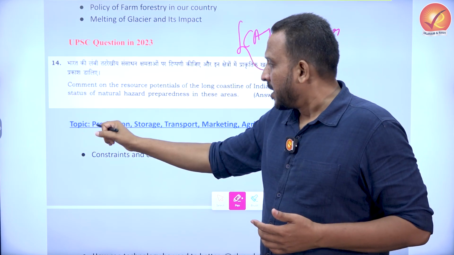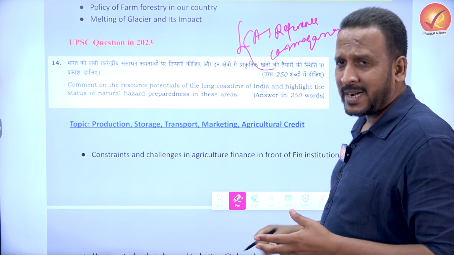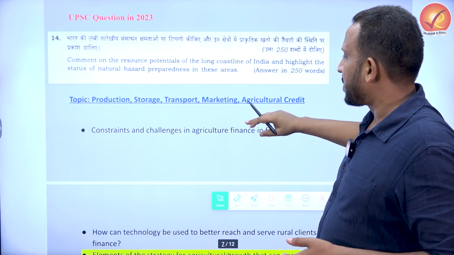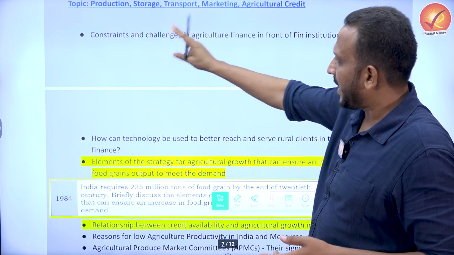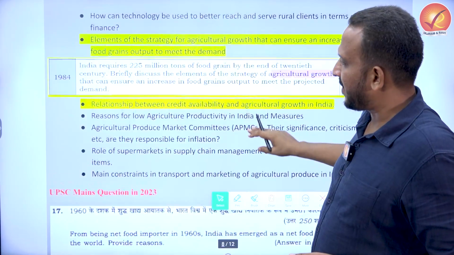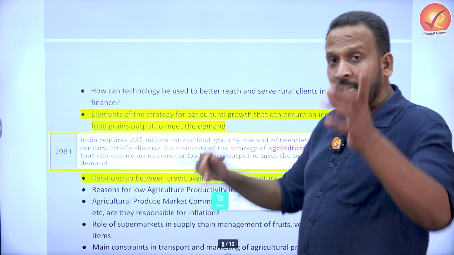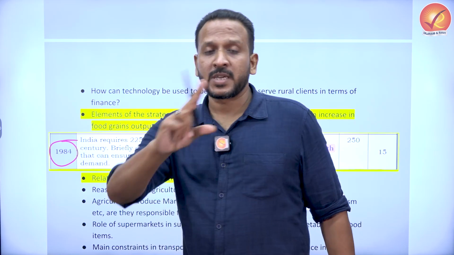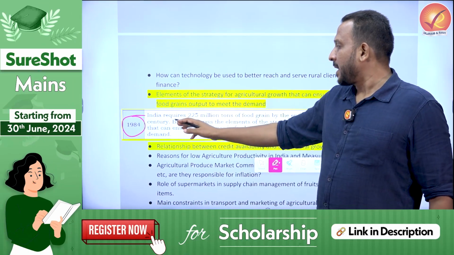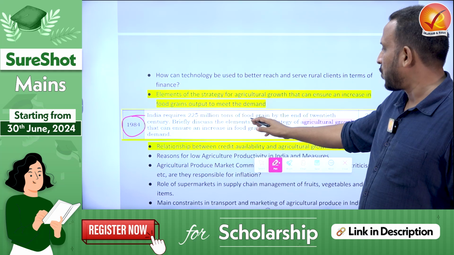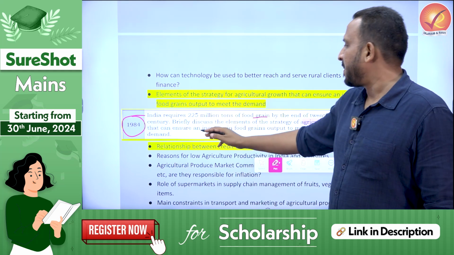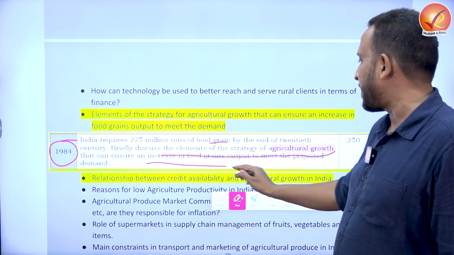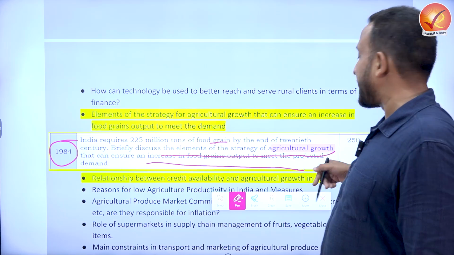Now look at this topic: production, storage, transport, marketing, agriculture, credit. From this topic, basically what I have done, I have prepared these themes, right? There are approximately 7-8 themes. See, this is a 1984 question. UPSC asked this question in 1984. India requires 225 million tons of food grain by the end of the 20th century. Briefly discuss the elements of a strategy of agriculture growth that can ensure an increase in the food grain output to meet the projected demand.